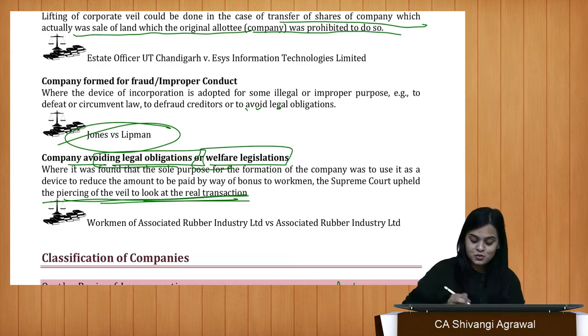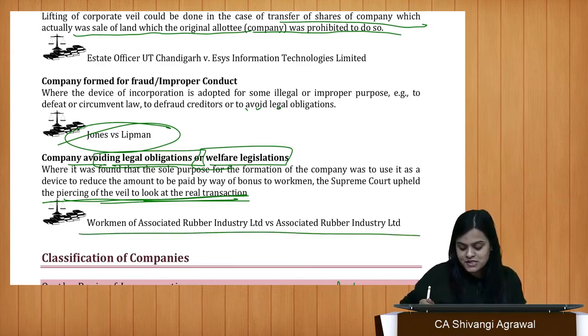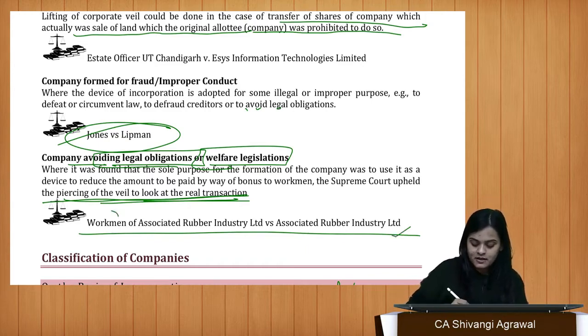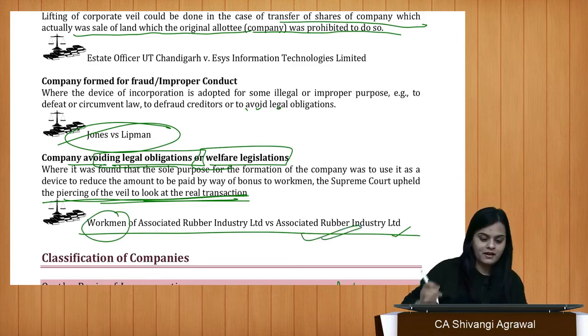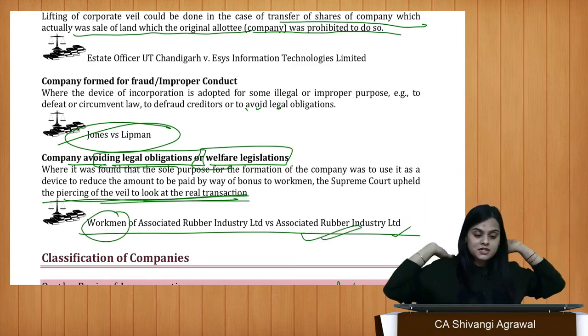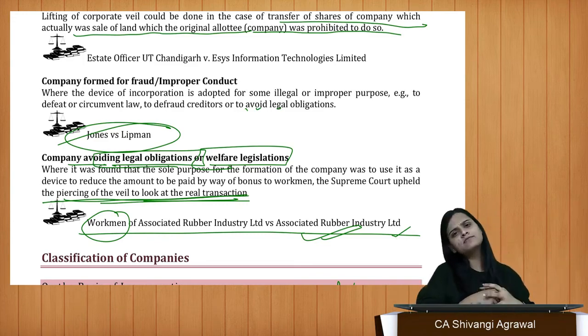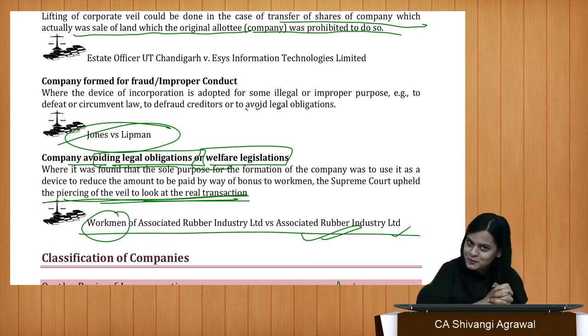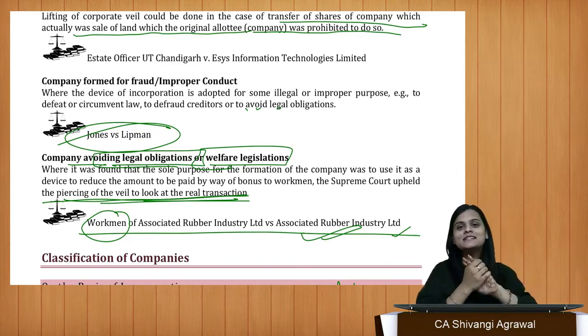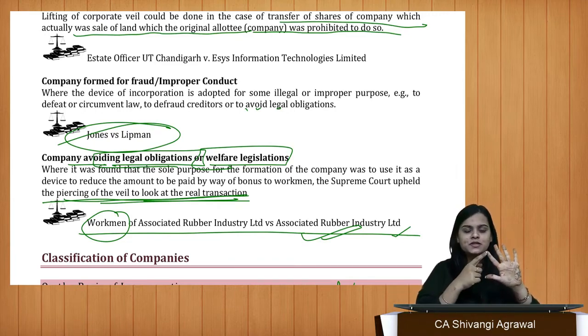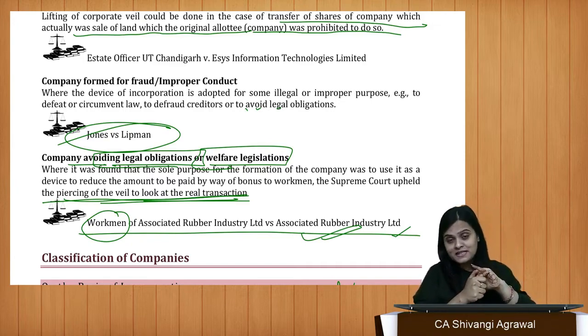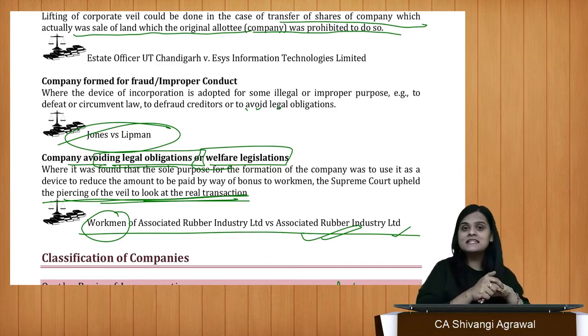Okay, so this is what happened in the case of Workmen of Associated Rubber Industries Limited versus Associated Rubber Industries Limited. The workmen of that company and that company, right? So that's it with today's class. Hope you have been able to recall the basics with me. What we have studied so far is the characteristics of a company: artificial person, perpetual succession, limited liability, capacity to sue and be sued in its own name, separate legal entity, transferability of shares, separate property right, all of that.